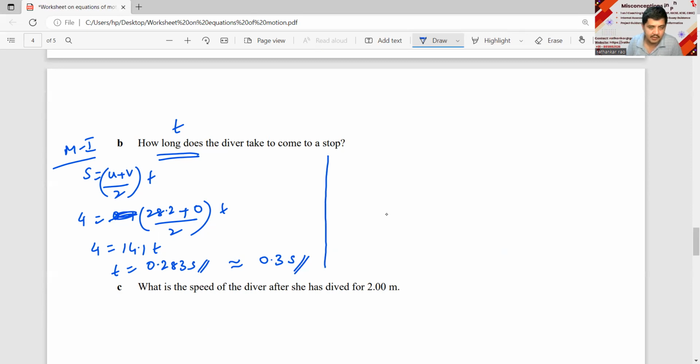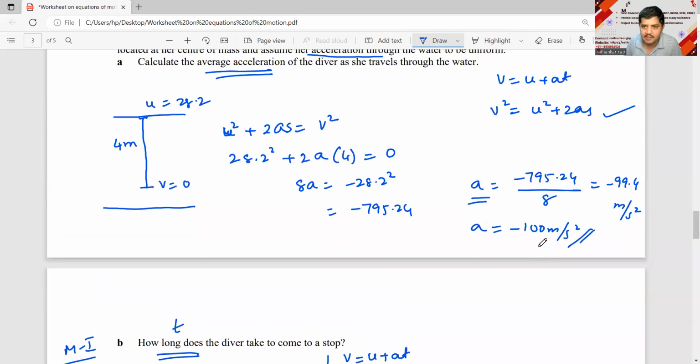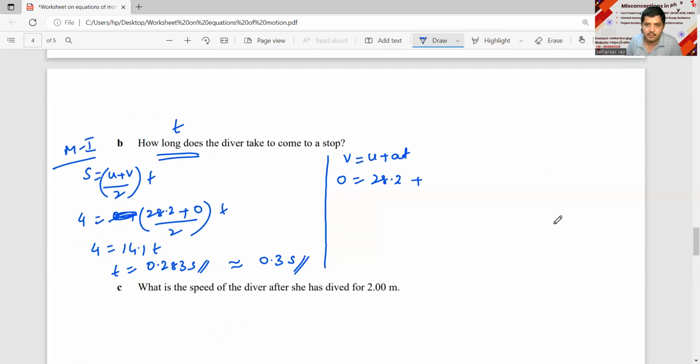What do we need? Time over here. Which equation can we use? Can we use (V minus U) by T equal to A? Yes, you can use it. V is equal to U plus AT. Now what is V? 0. What is U? 28.2. Plus, what is A? We have got A here, right? Minus 99.4, multiplied by T. What is T? T is unknown, and that is what we need to find.